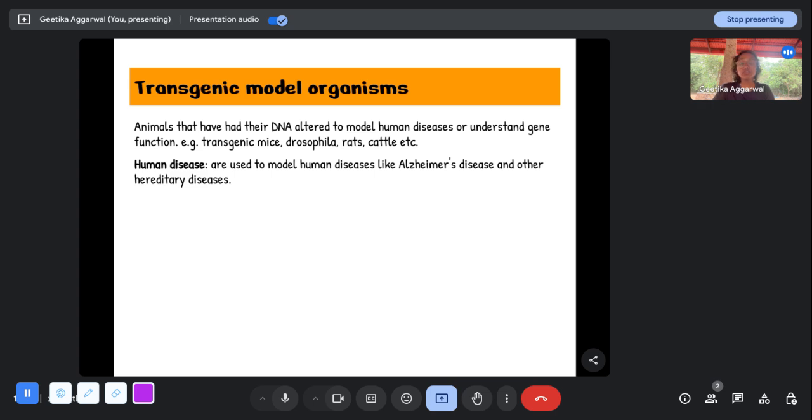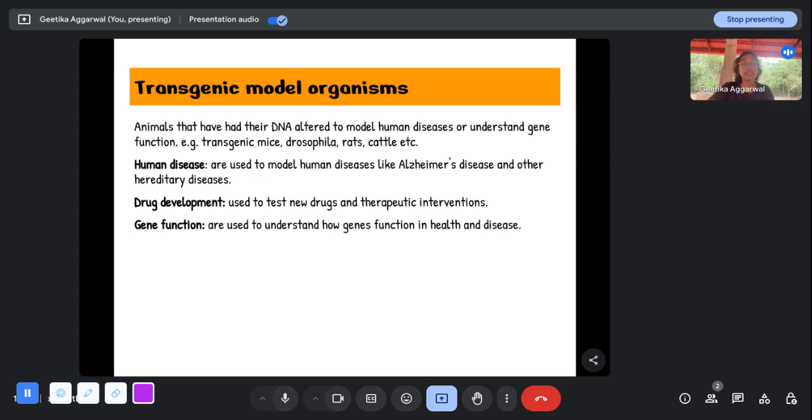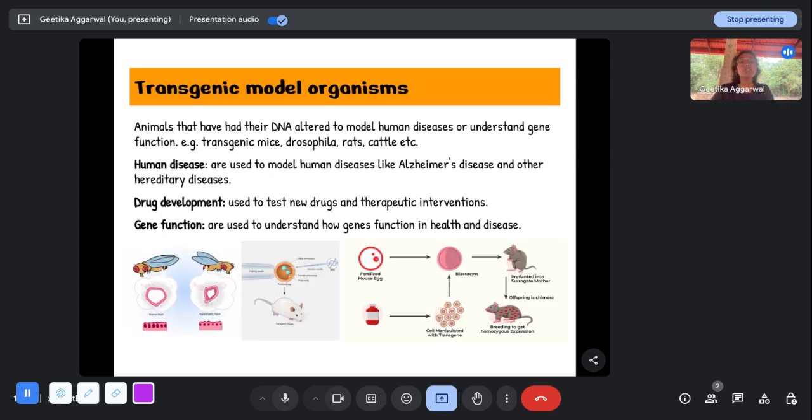So what is the use of these transgenic model organisms? In research, they're used a lot. They can be used to study human disease. They're used as models for human diseases like Alzheimer's and other genetically hereditary diseases. They are used in drug development.